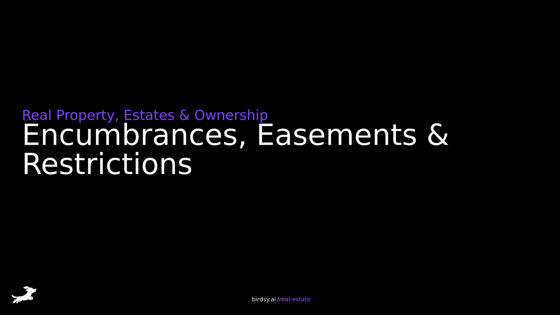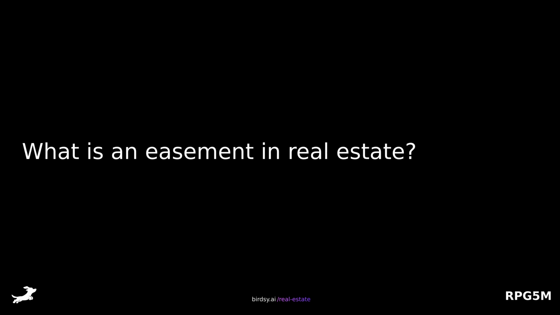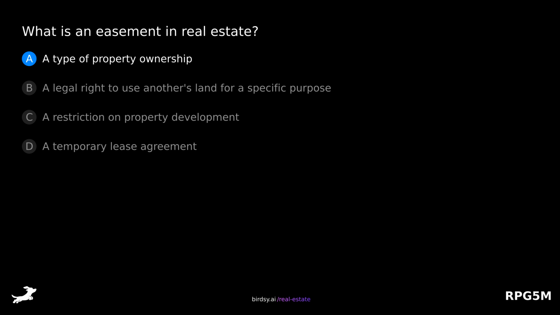Encumbrances, easements, and restrictions. What is an easement in real estate? Is it A, a type of property ownership, B, a legal right to use another's land for a specific purpose, C, a restriction on property development, or D, a temporary lease agreement? The answer is B, a legal right to use another's land for a specific purpose.